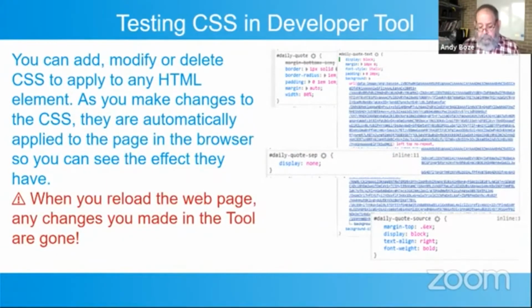If you recall the styled quote of the day text that you saw on a previous slide, you'll remember that it has a pair of quotation marks around it. Those were added as background images by means of a data URL in the CSS. That's what those long, ugly lines are in the daily quote text rule.